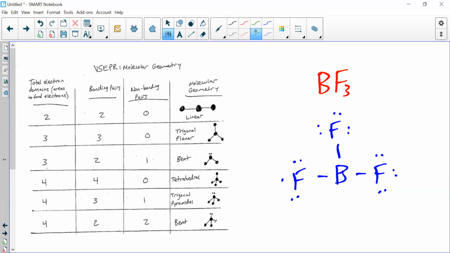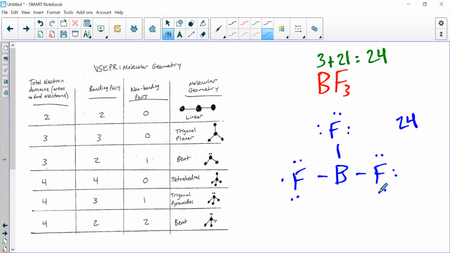Okay, so for BF3, boron is, I'm blanking on my periodic table location for boron. I think it's 5. No, it's 3. 3 valence electrons. Fluorine is 7 times 3 is 21. That equals 24. Let's count the dots here. 2, 4, 6, 8, 10, 12, 14, 16, 18, 20, 22, 24. So again, we are good. No need for double bonds yet.